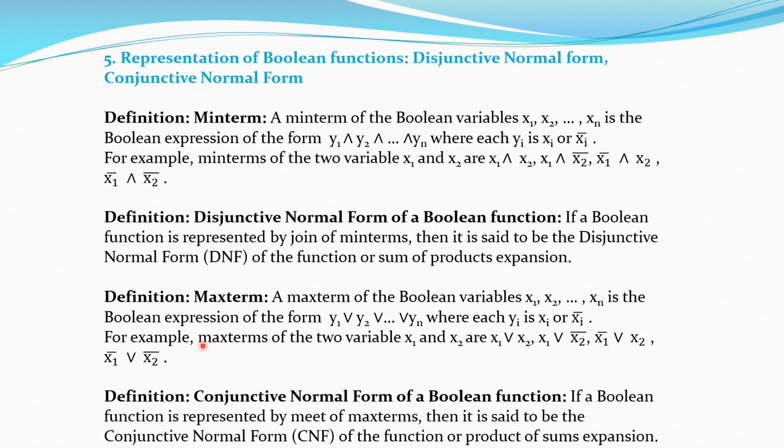Now using max term we define CNF, conjunctive normal form of a Boolean function. If a Boolean function is represented by meet of max terms, then it is said to be the conjunctive normal form CNF of the function, or product of sums expansion.